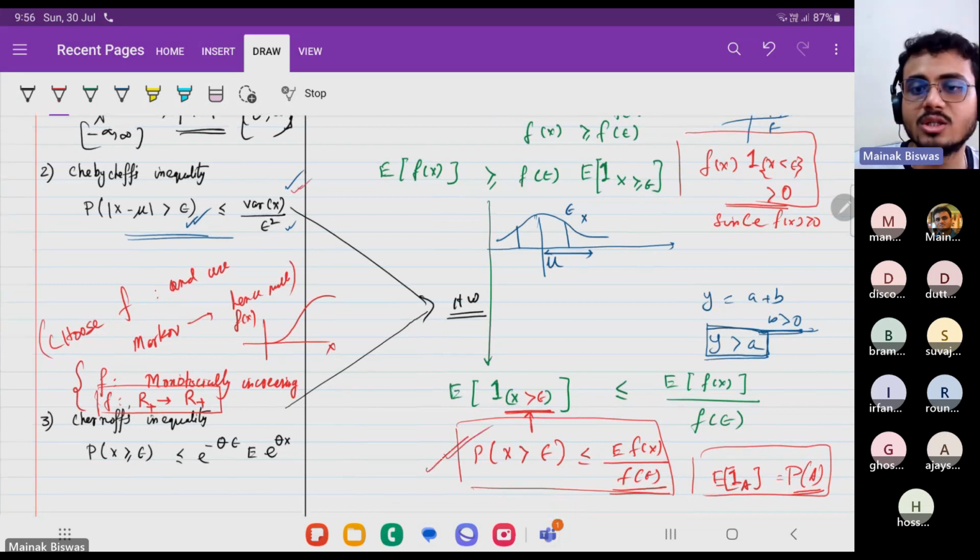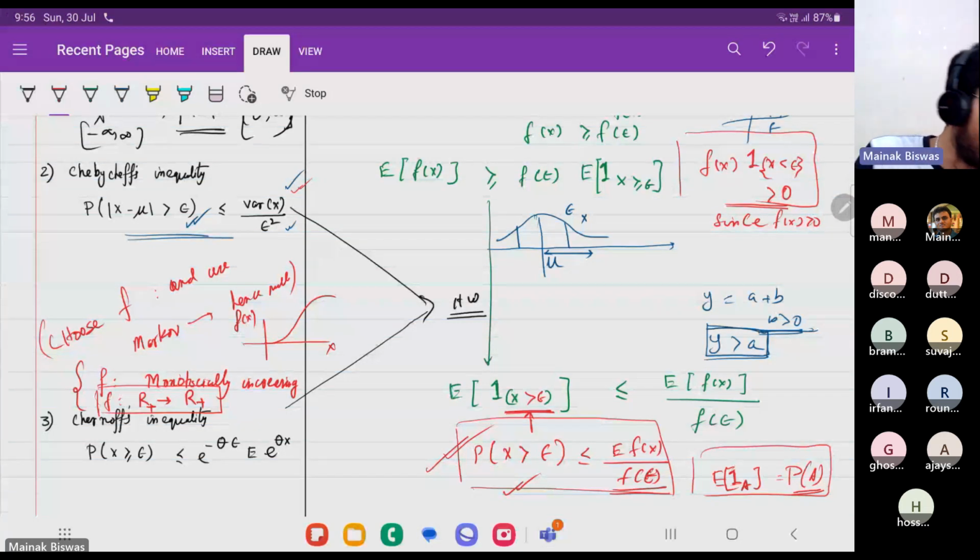I think you will be able to do it. Yes or no? You just have to choose an F. For any F that is monotonically increasing and maps positive numbers to positive numbers, this inequality will hold. Yes or no? So please try. You have 3-4 days now to try these things.